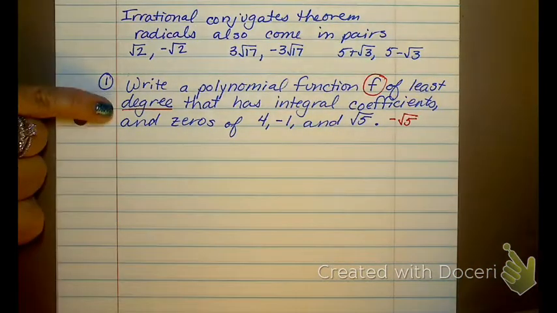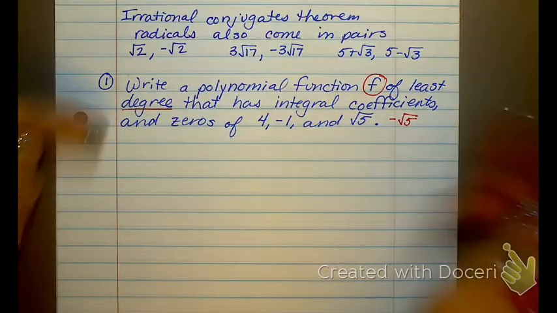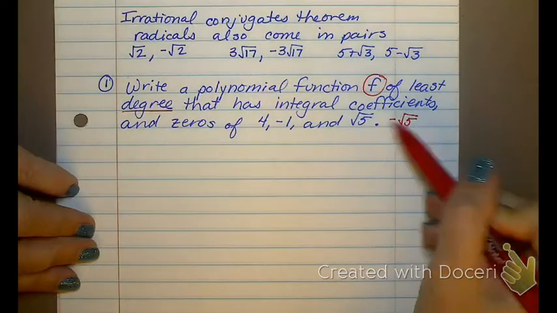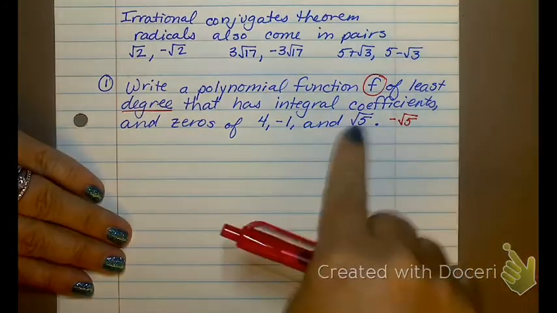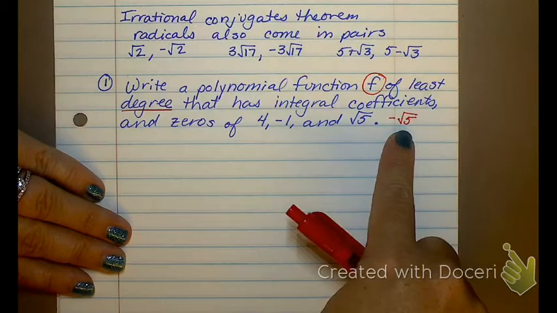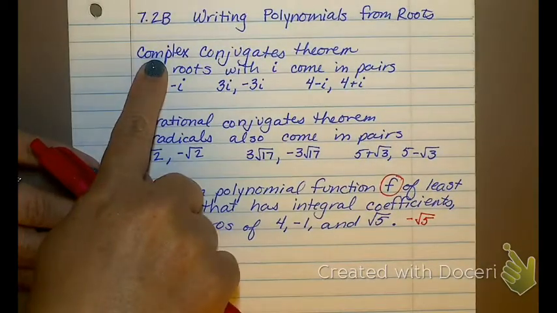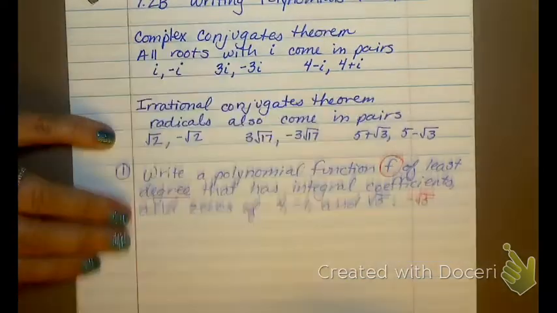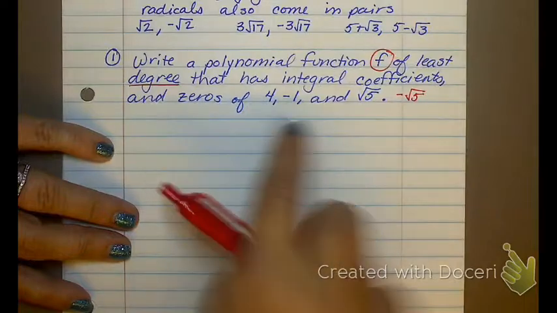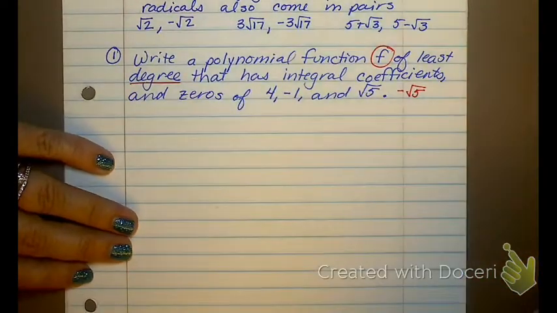So what is the degree or the least degree of the function that I'm going to be writing? 1, 2, 3, 4. Only the radical has a double. Only complex numbers and irrational numbers, meaning radicals, come in pairs. Radicals come in pairs and i's come in pairs. The other ones do not come in pairs. So I have a 4th degree equation.